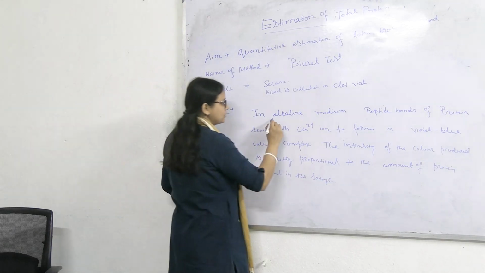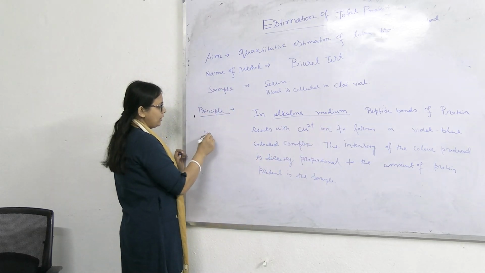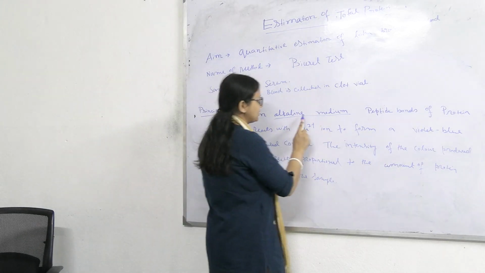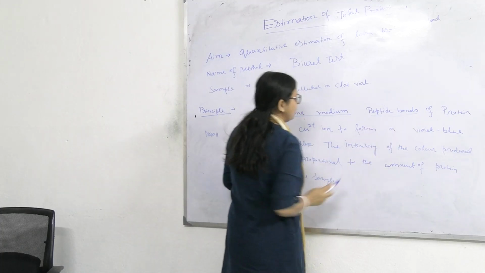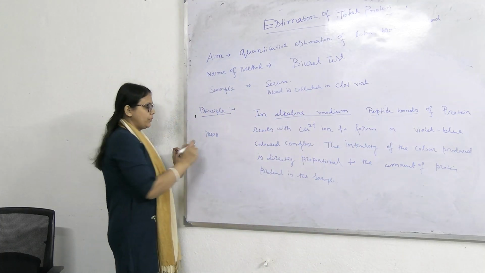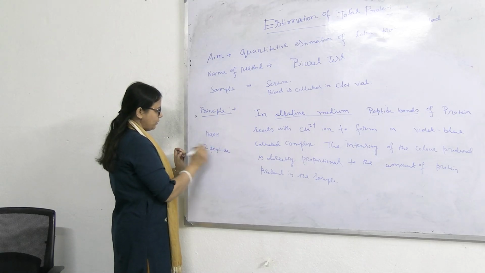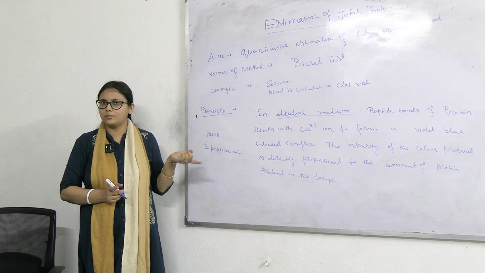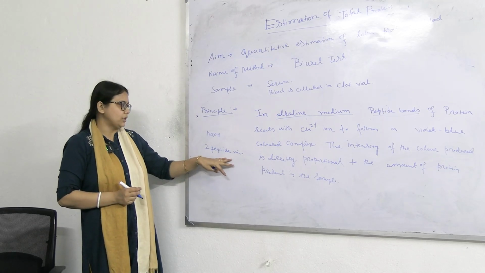So the medium is alkaline medium. NaOH provides the alkaline medium. So for this reaction, alkaline medium is needed. Then peptide bonds are needed; minimum 2 peptide bonds are needed. So will an amino acid give a positive test? No. So minimum 2 peptide bonds are needed.